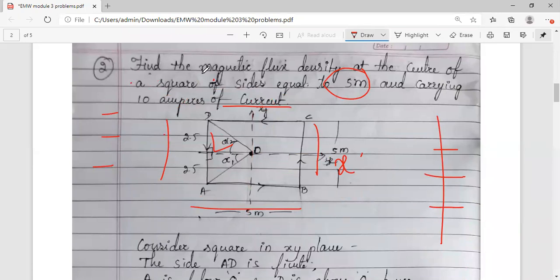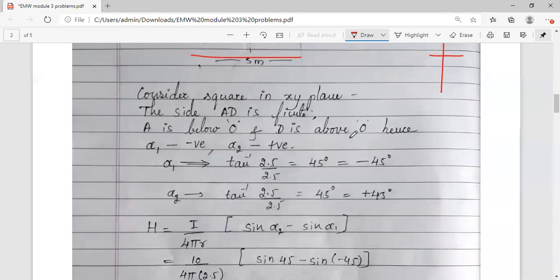Now, how will you find the magnetic flux density? Flux density or magnetic field intensity? So obviously here we will not use Biot-Savart's law directly, but we will be using its application.